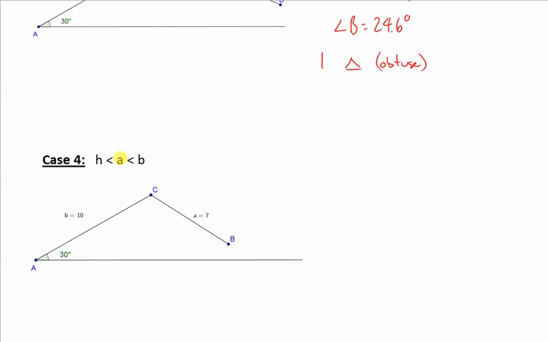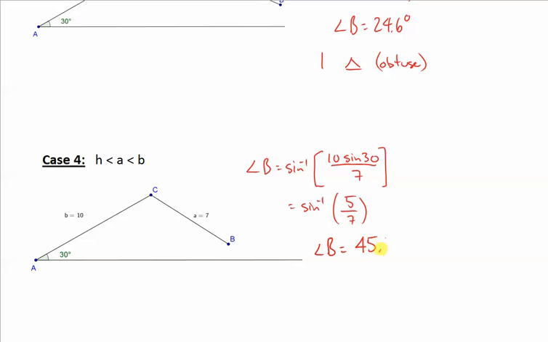In this case, A is greater than H, but it's less than B. All right. And we're going to see what happens here. Now, arc sine again. This time we're entering the value of 10 sine 30 divided by 7, which is going to be arc sine of 5 over 7 if we're simplifying using that special angle again. And I already entered this on the calculator, but you can verify it yourself. 45.6 degrees for angle B.